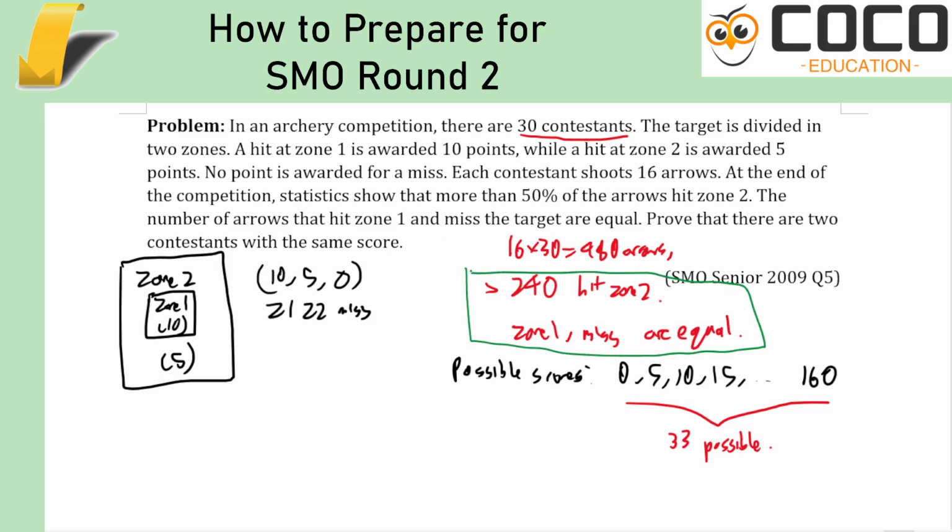Now, more than half hit zone 2. This is pretty much saying that there is low variance. It's sort of like how the SMO Round 2 is like. For most questions that are very easy, almost everyone would solve it. For most questions that are hard, almost no one will solve it. So there's very little actual variance in scores. There's very little variance in score here. And therefore, it makes sense that they are clustered. So that is a bit more support for them getting the same score. They're clustered near the average.